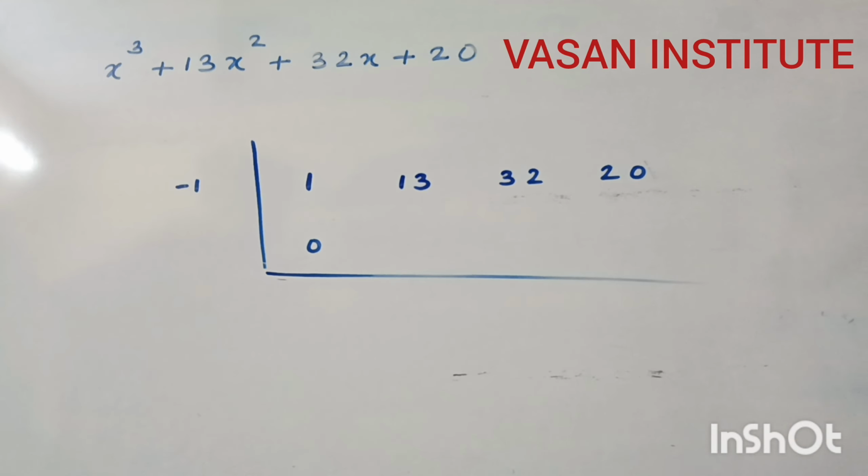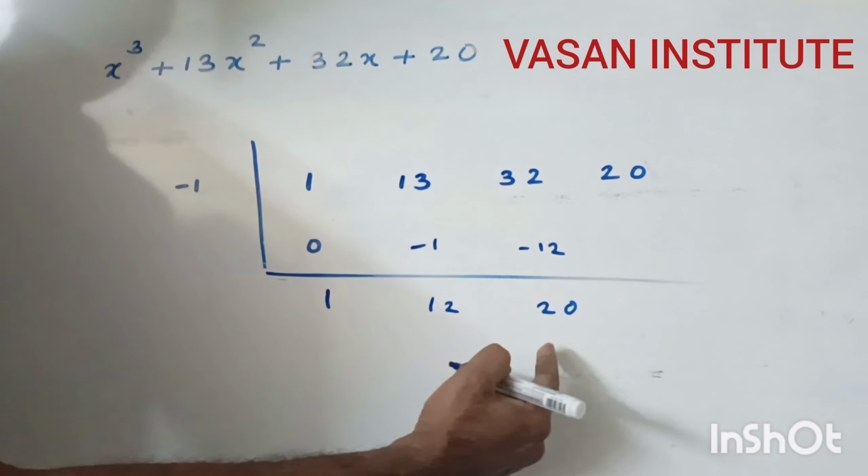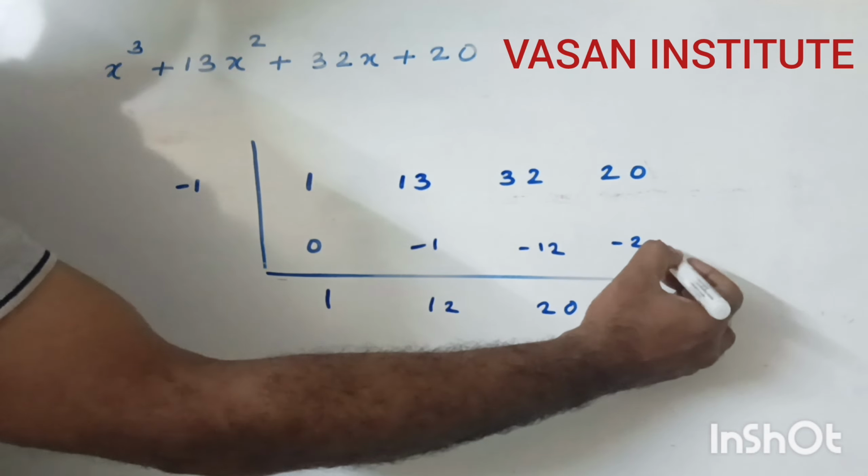1 into minus 1, minus 1. 13 minus 1, 12. 12 into minus 1, minus 12. 32 minus 12, that is 20. 20 into minus 1, minus 20. So, equal and opposite sign, so here we get 0. The power is reduced to square. So, x square plus 12x plus 20.